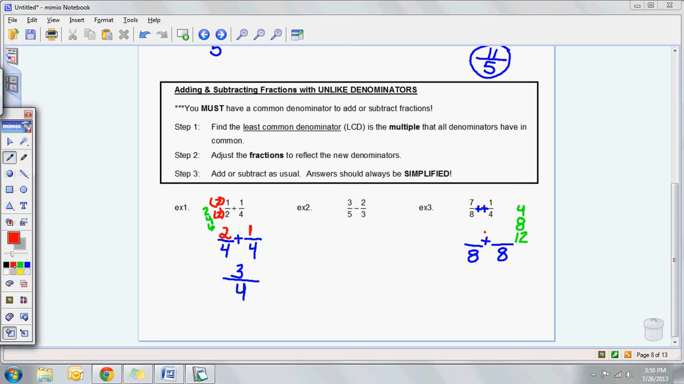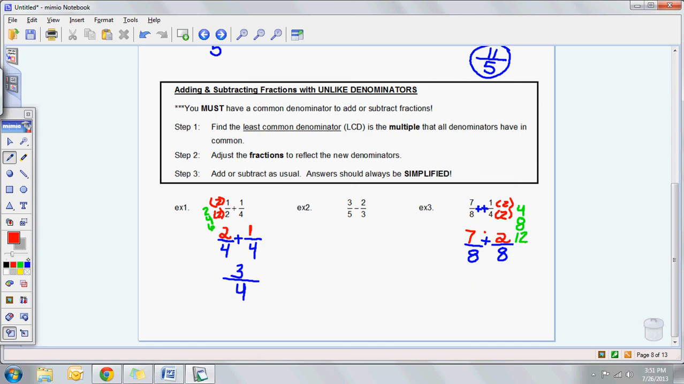So we have 7 over 8. And this is the fraction that is going to need to change a little bit. So what do you have to multiply 4 by to get to 8? 4 times 2 will give us 8. So we're going to do that same thing on the top, and our new top number is going to be 2.